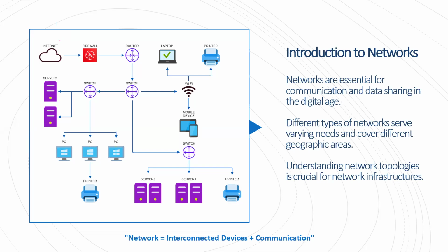As you can see here, we have a firewall, a router, a laptop, a printer, servers, a switch, Wi-Fi connected, and mobile phone devices. All these interconnected devices plus communication is known as a network. So what is a network? A network is interconnected devices plus communication.